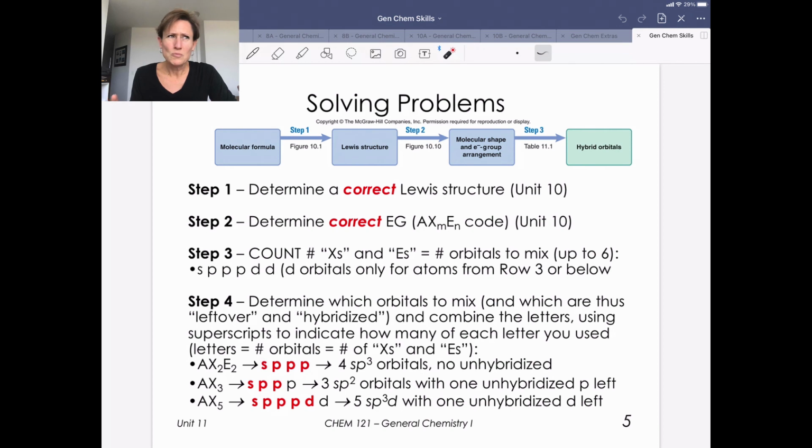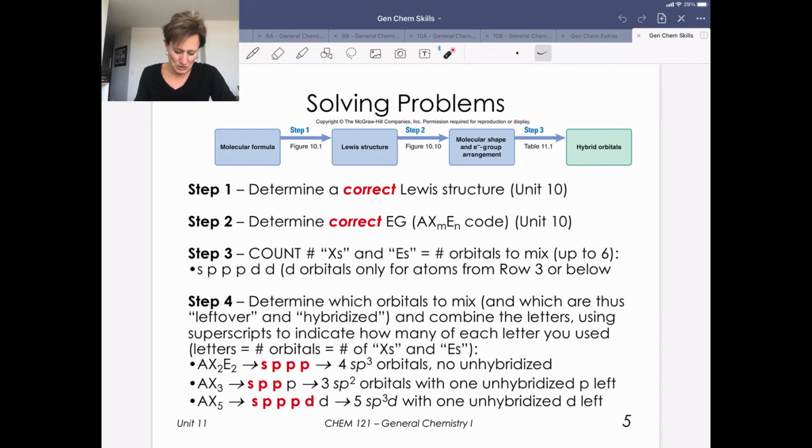Right now, this code might not make a lot of sense in terms of what this means. We're going to get to that in our next skill. Right now, this skill is just identifying what the hybridization is on the central atom and what the hybrid orbitals are that we have from doing that mixing.